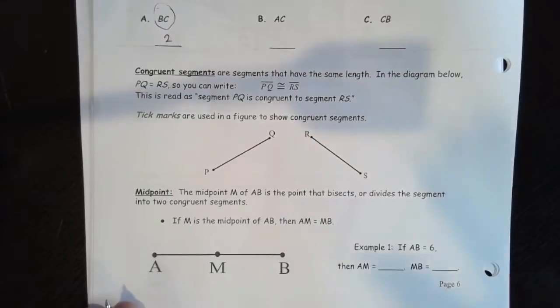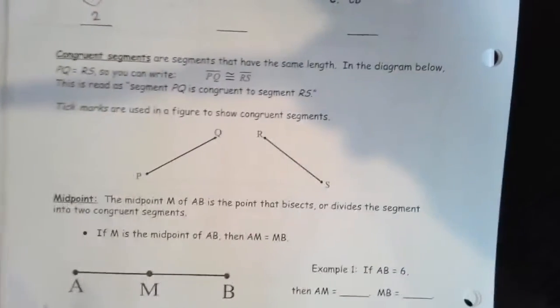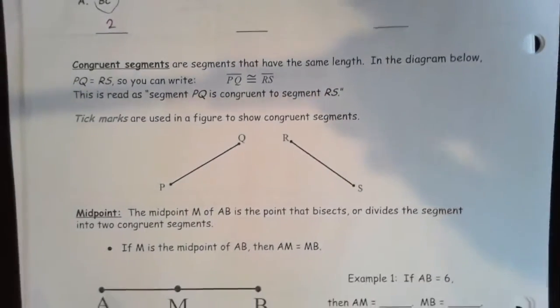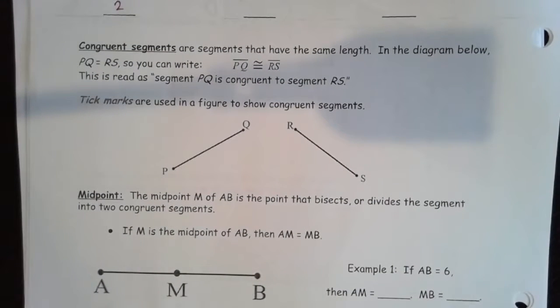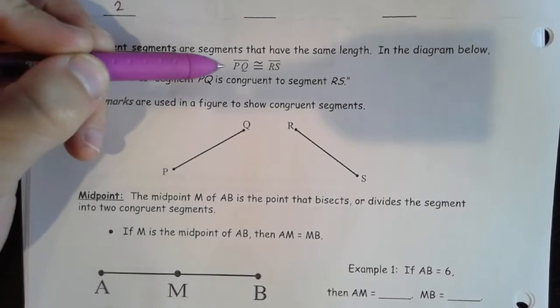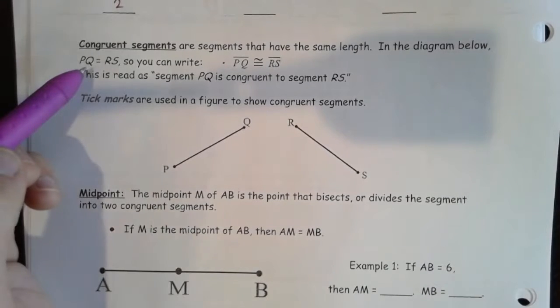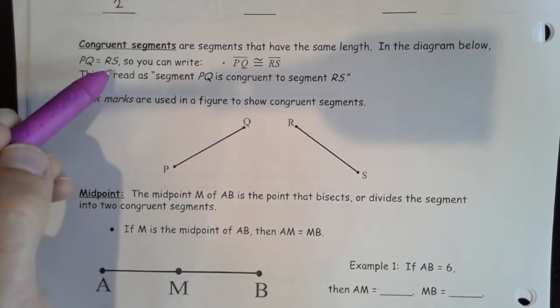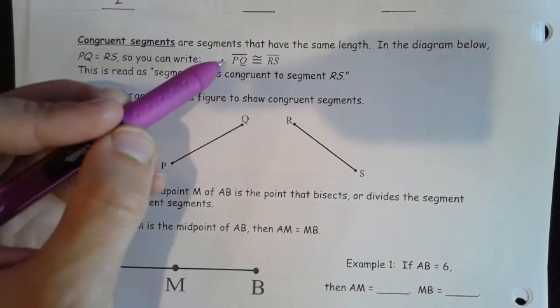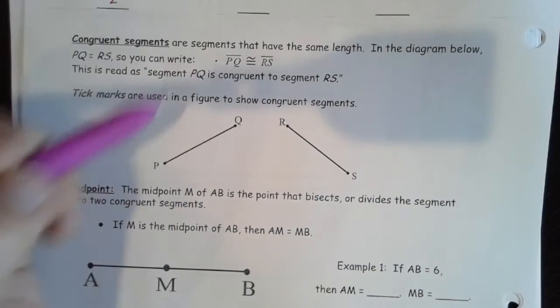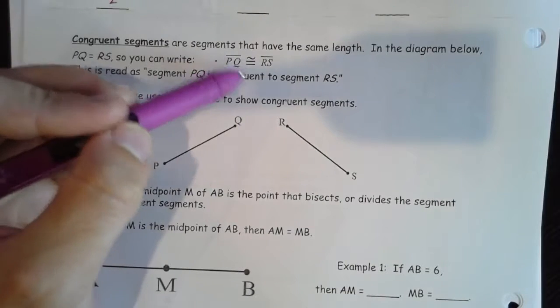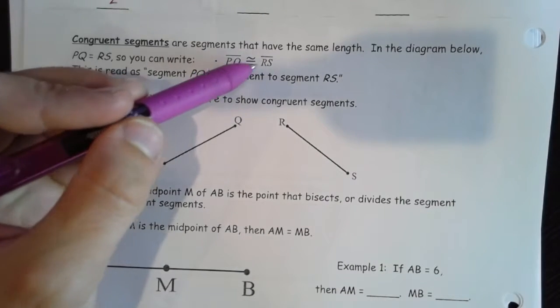Congruent segments are segments that have the same length. In the diagram below, PQ is equal to RS. So you're allowed to write this, and don't forget, if it has no line over it, it's just saying the length, the distance between P and Q and the distance between R and S. Here I'm writing line segment PQ is congruent to line segment RS.